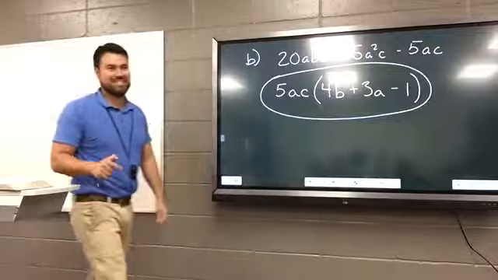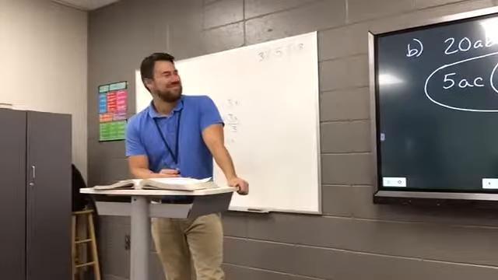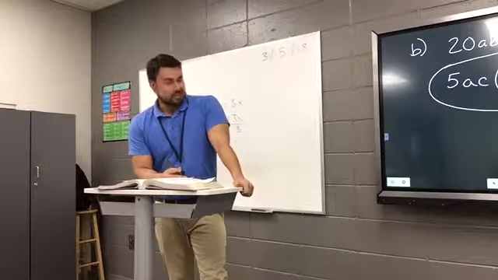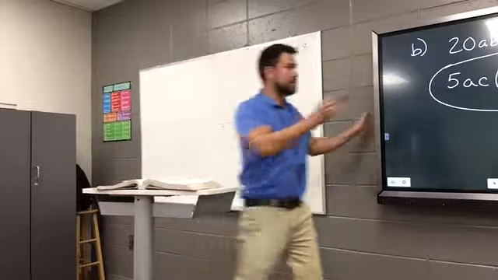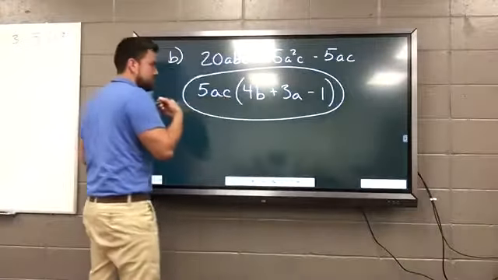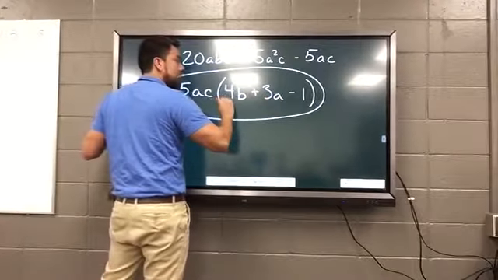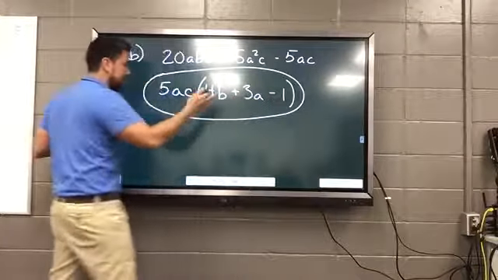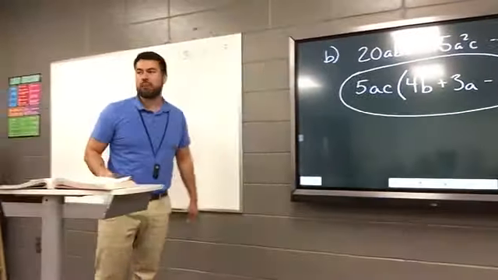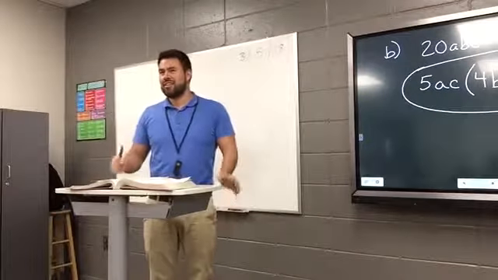Yes, sir? What if there was one that was common among 2 of them, but not the other one? Like these 2? 4, 8, and negative 1. Yeah, there's nothing common among all 3 of them, so you can't factor out a 4. Yeah, good question. You guys good on this?